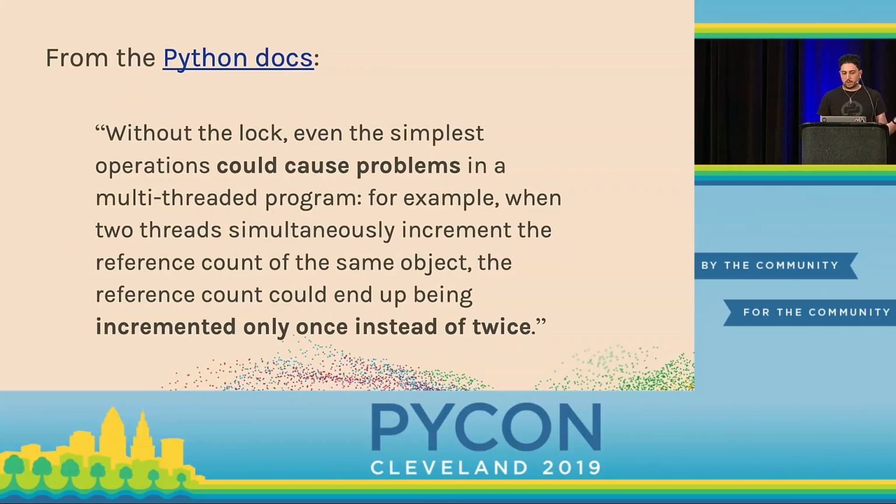If you go to the actual Python documentation, you can see that this is explained there. It explains, for example, the case of a multi-threaded program when 2 threads simultaneously increase the reference count of the same object, and therefore you can have objects that will be leaked, meaning never destroyed, or objects that will be destroyed before they should.